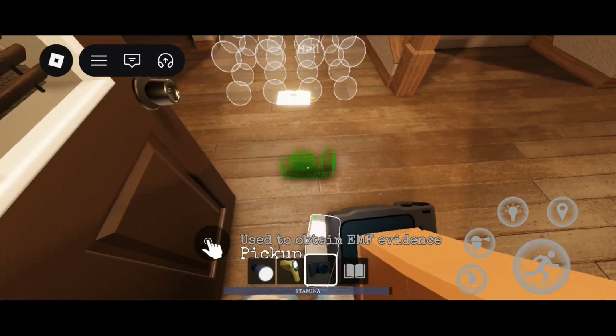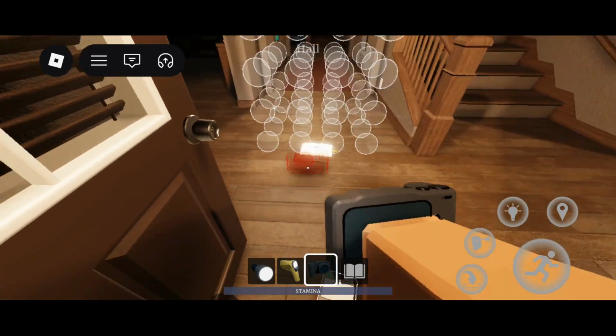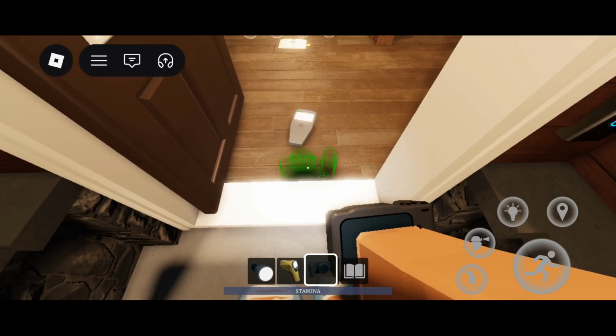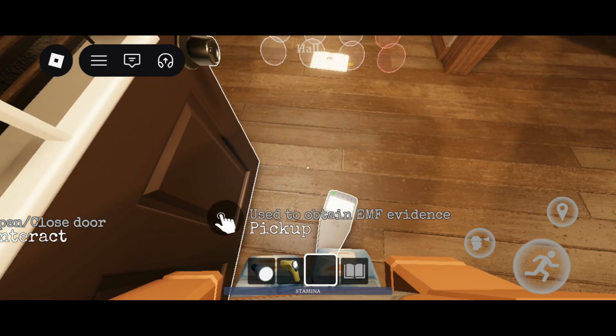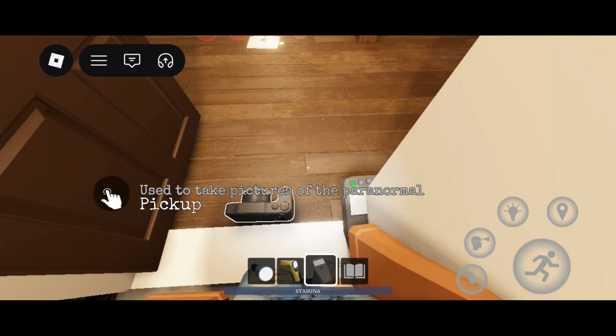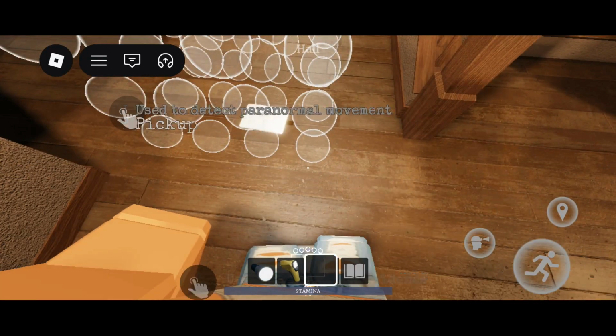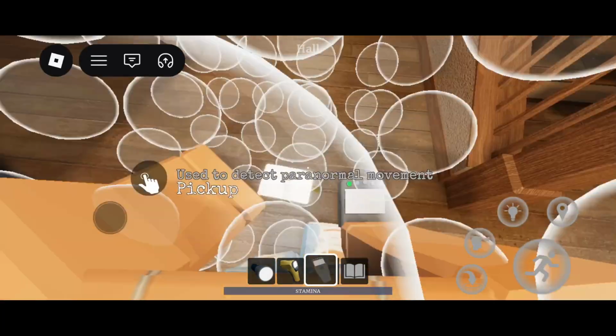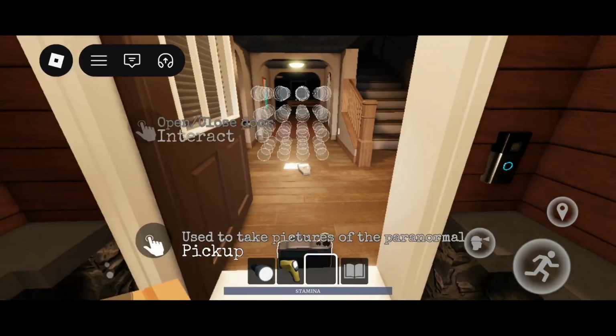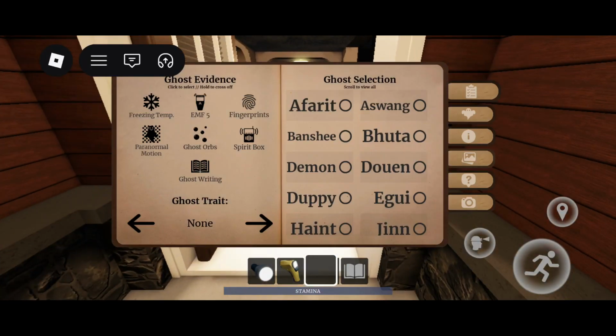So how do you do that? You just place the camera down on the ground facing the motion sensor, book, or the equipment that you use to collect evidence. You can view the camera view through the camera icon in the journal.